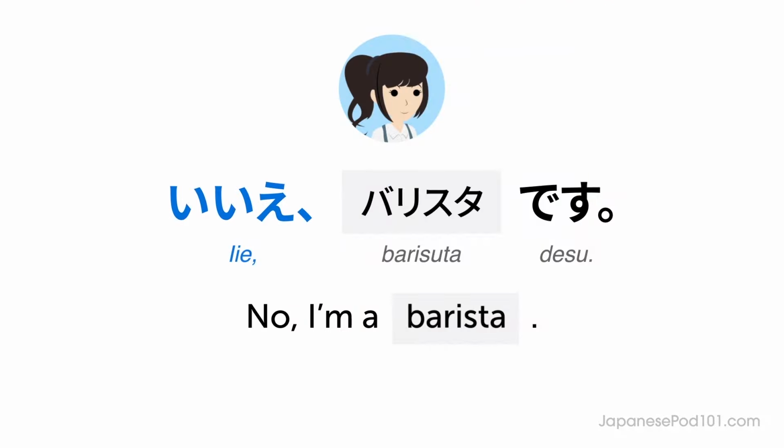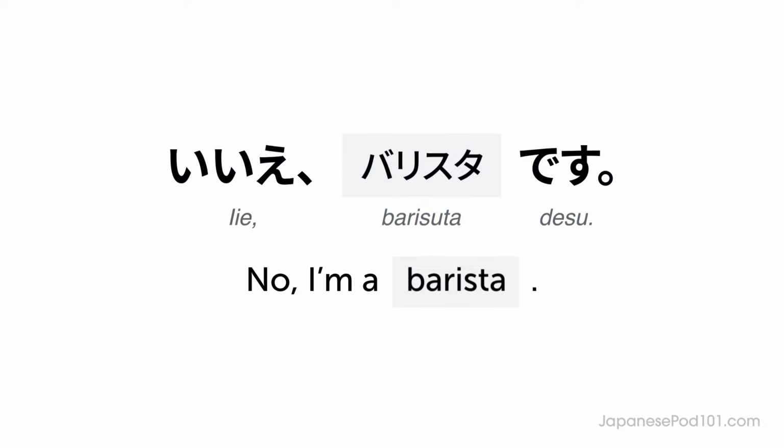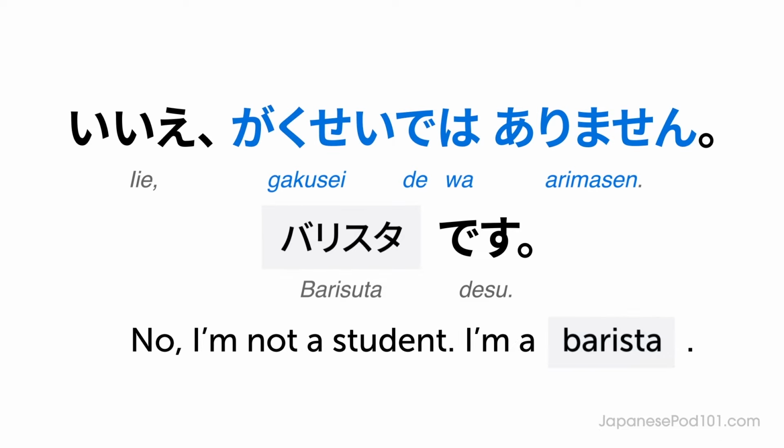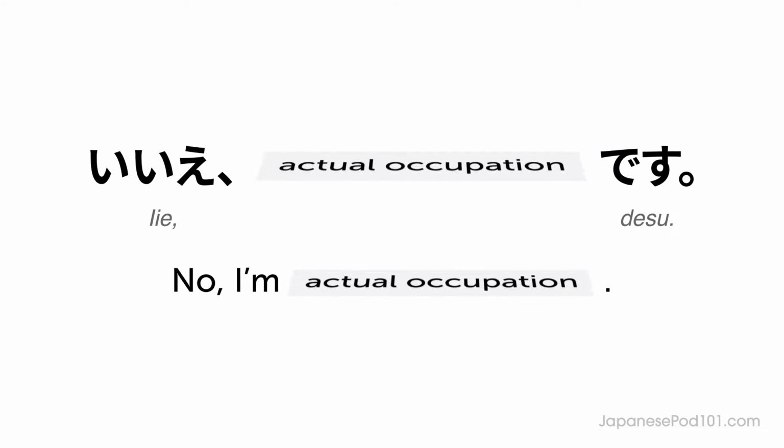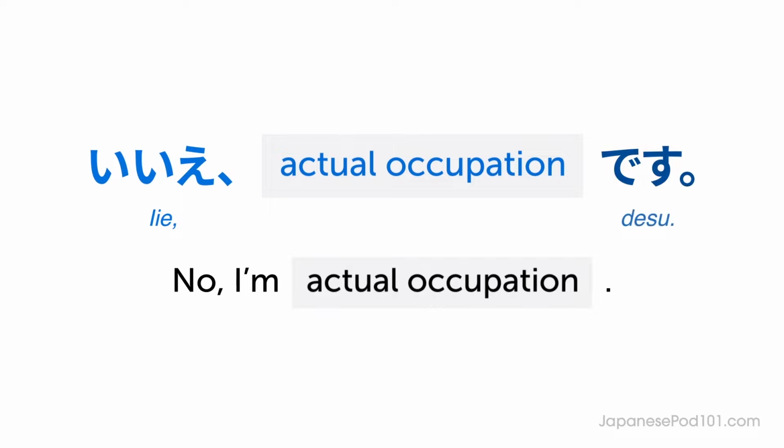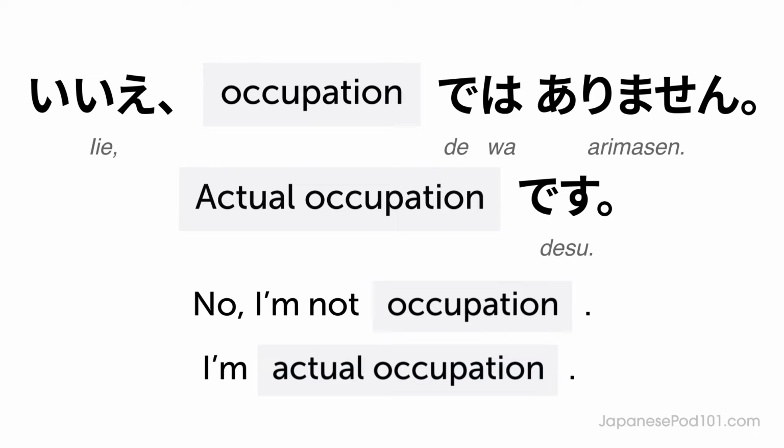She says, いいえ、バリスタです。No, I'm a barista. When directly responding to someone's question, it's often possible to omit part of the response. Here, by simply answering いいえ、no, there's no need to say 学生ではありません、I'm not a student. The pattern is, いいえ、actual occupation です。No, I'm actual occupation. You should be aware of this pattern, but for this lesson, we'll use the pattern いいえ、occupation ではありません。actual occupation です。No, I'm not occupation. I'm actual occupation.